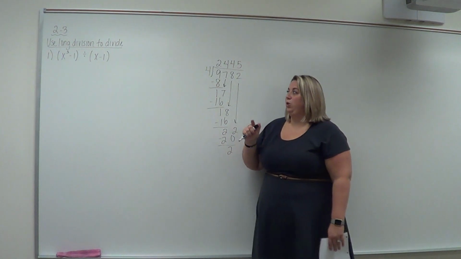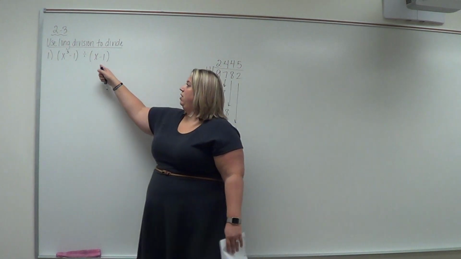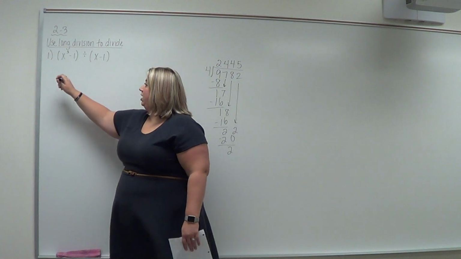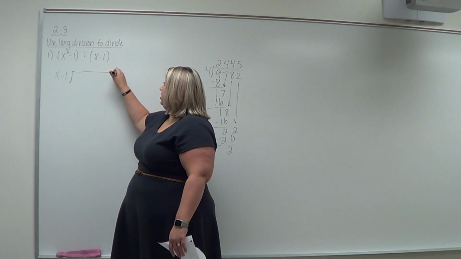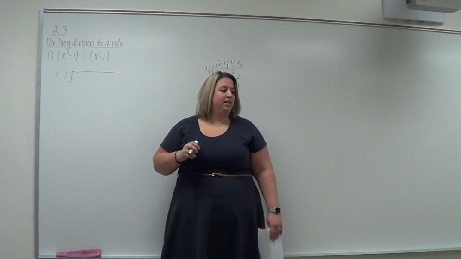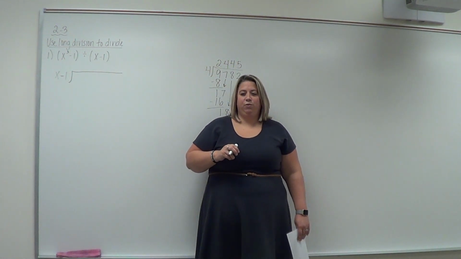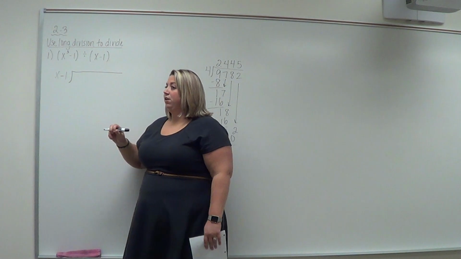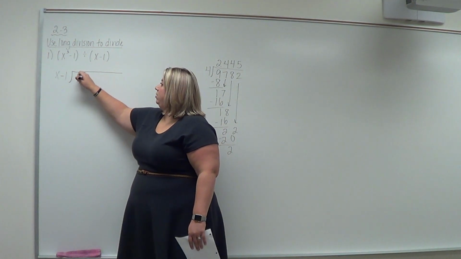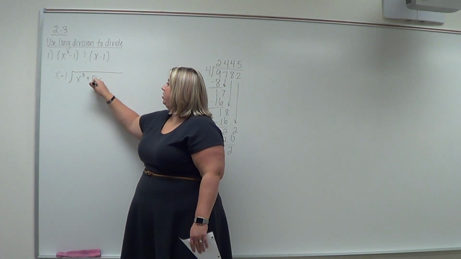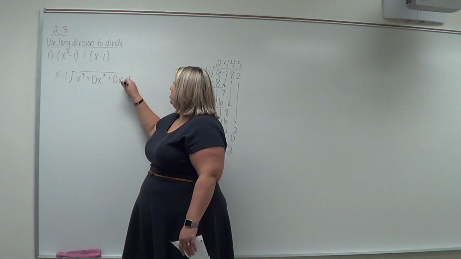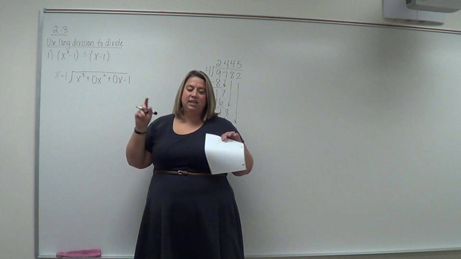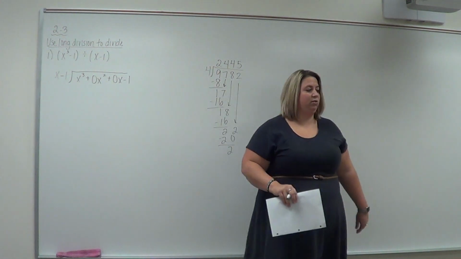Okay? Alright, so when you're going to do long division, the thing you're dividing by goes on the outside, and then this goes on the inside. If something's missing, you need to put zeros in for it. So you notice how we don't have an x squared? We're going to put 0x squared. And we don't have an x, we're going to put 0x. So if something's missing in between, you're going to put zeros.